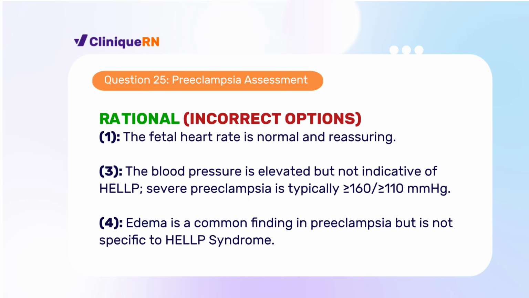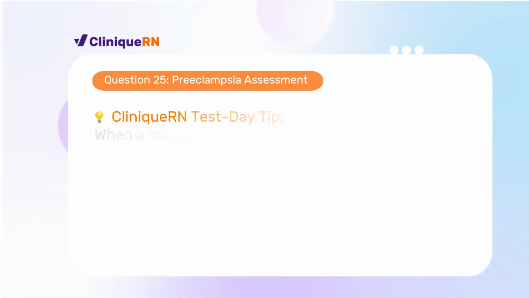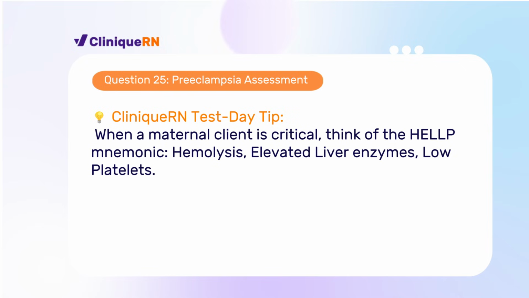Incorrect options: 1. The fetal heart rate is normal and reassuring. 3. The blood pressure is elevated but not indicative of HELLP. Severe preeclampsia is typically greater than or equal to 160 over greater than or equal to 110 millimeters of mercury. 4. Edema is a common finding in preeclampsia but is not specific to HELLP syndrome. Clinique RN Test Day Tip: when a maternal client is critical, think of the HELLP mnemonic: hemolysis, elevated liver enzymes, low platelets.